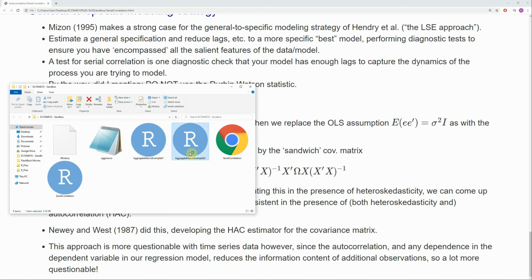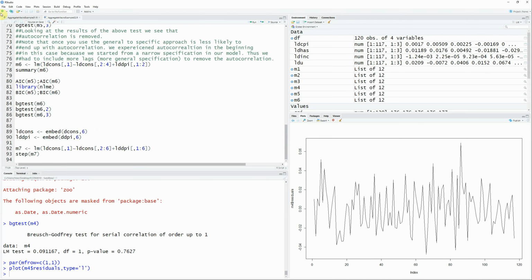So let's look at an example here. We're going to work with aggregate macro example 2. I'm going to close the first one. Let's clean up this stuff.